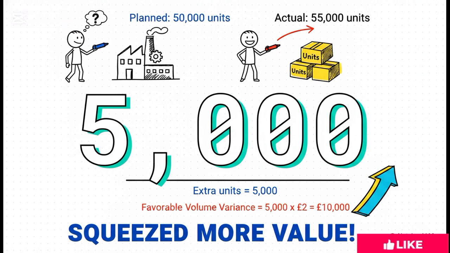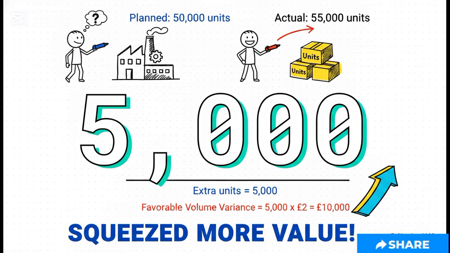But hey, reality can flip the other way too. It's not always a disaster. Imagine if, in that exact same factory, with that crazy expensive rent, you initially planned to make 50,000 units. But things just clicked, the team was on fire, and you actually produced 55,000 units. You just squeezed 5,000 extra units out of a factory you were already paying for. At our standard absorption rate of £2 per unit, that creates a £10,000 favorable volume variance.